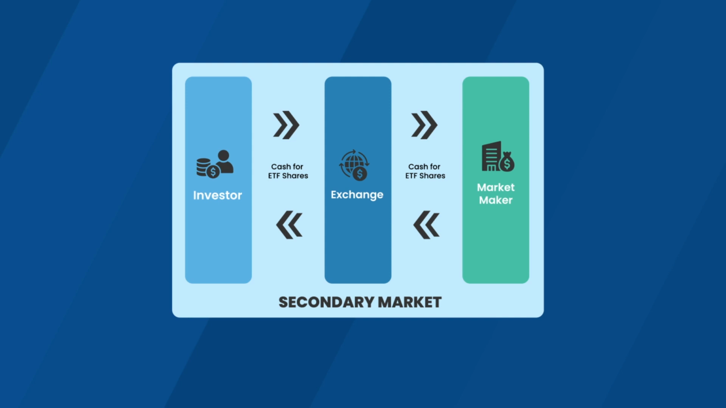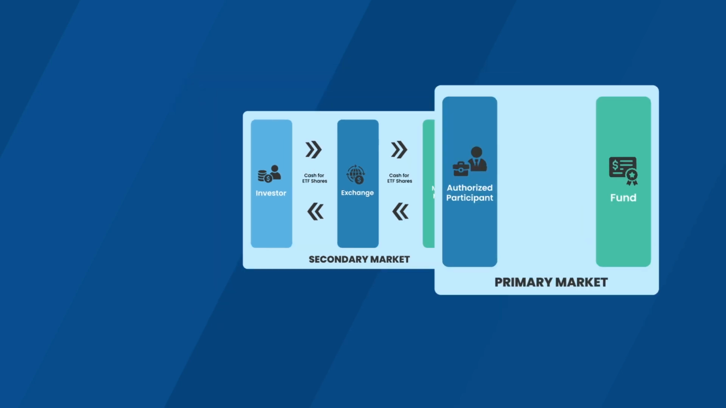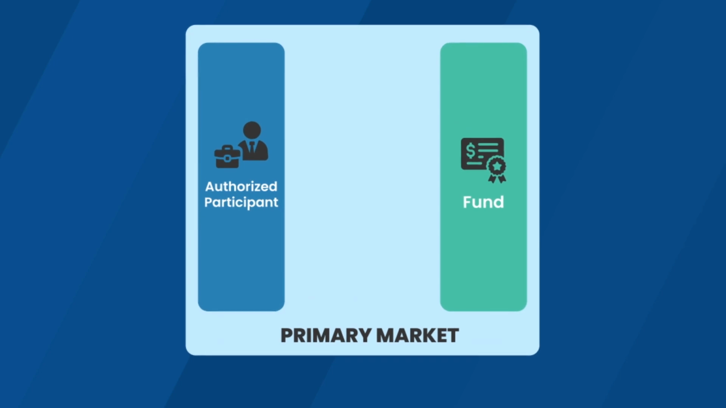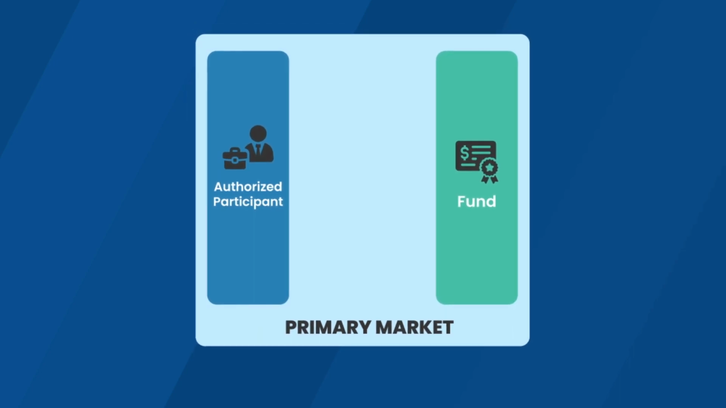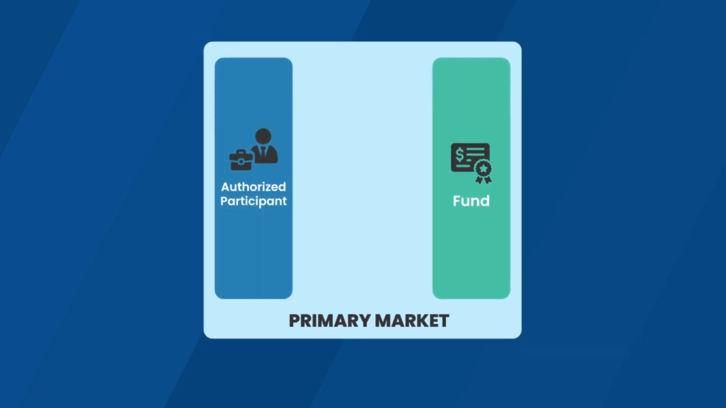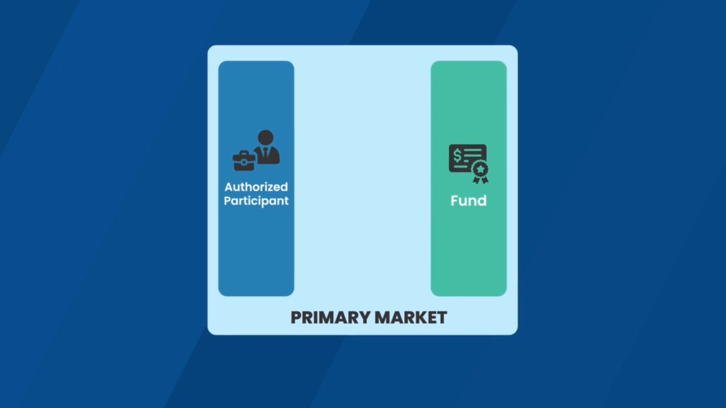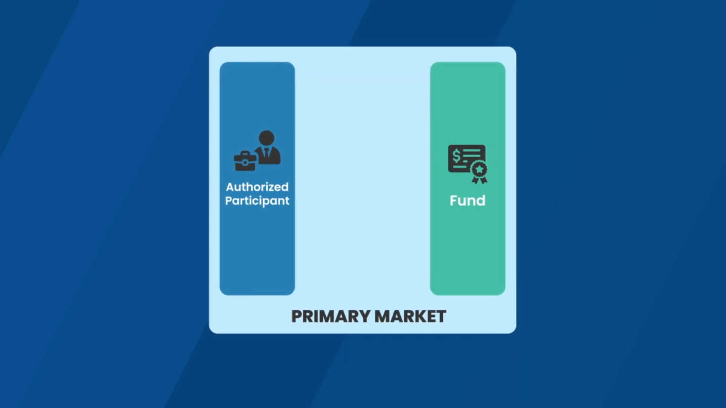However, the process of creating and redeeming shares takes place in the primary market, and it's exclusive to authorized participants who have special agreements with the fund. Let's explore how this mechanism works.